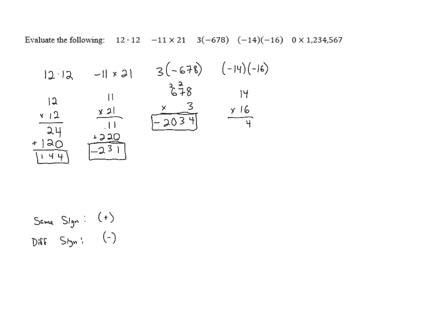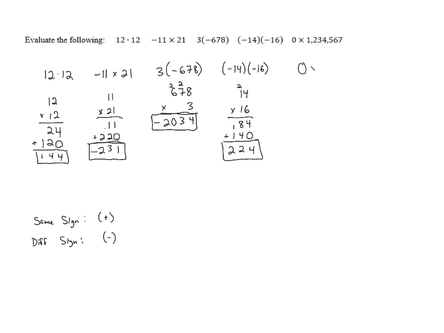6 times 4 is 24. Carry that 2. Then 6 times 1 is 6, and we add the 2 to give us 8. Now we bring down a 0 for when we move over to the tens place, and that 1 times 4 gives us 4. 1 times 1 gives us 1. And when we add them, we've got a 4 there. 8 plus 4 is 12. Carry the 1. 1 plus 1 is 2. 224, and we said that the answer would be positive because the signs were the same. A negative times a negative gives us a positive, and so our final answer is positive 224.